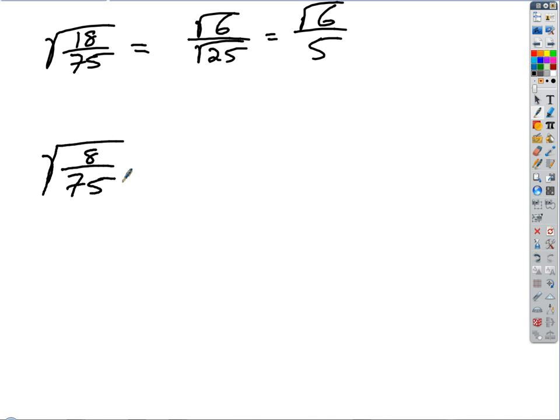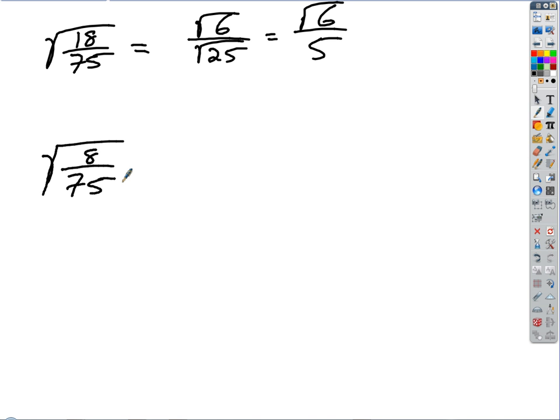Can that fraction be reduced? Doesn't look like it, does it? 75 is divisible by 3, but 8 isn't, right? And 4 won't go into 75, obviously, because 75 is odd and 4 is even. Does that make sense? So we're kind of stuck with that one, aren't we?